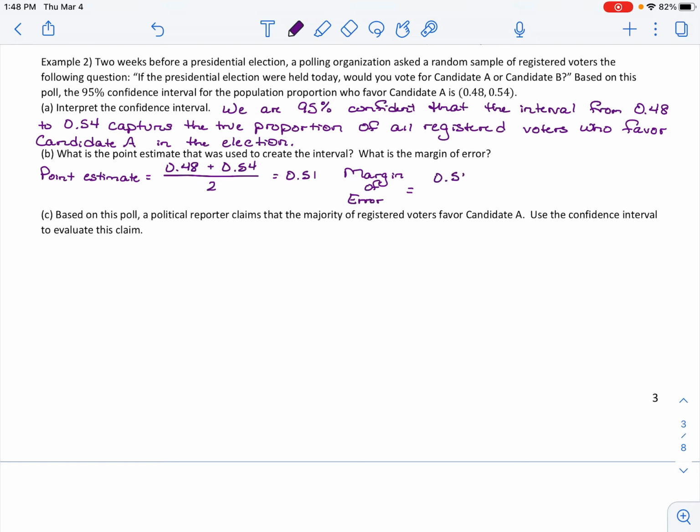We can find the margin of error. I'm going to take the top of the interval and subtract the value that's in the center. So I can find that it has a 3% margin of error.